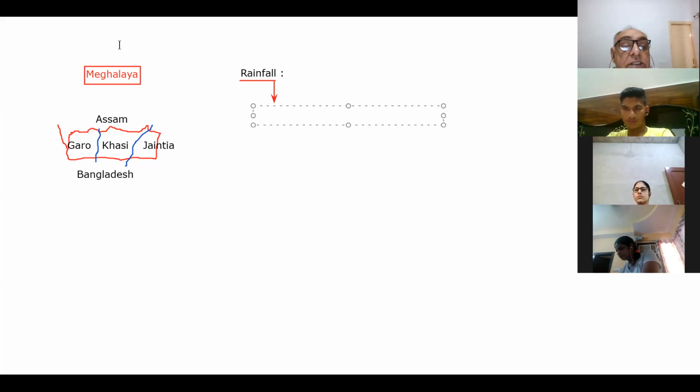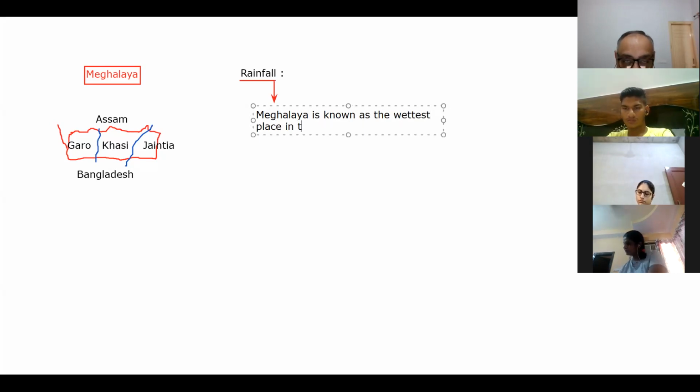So as far as the rainfall is concerned, Meghalaya is known as the wettest place in the world, right? There are two important places in this state.